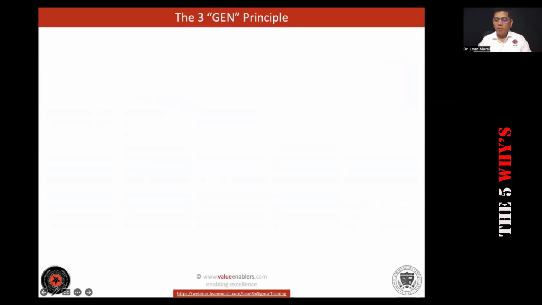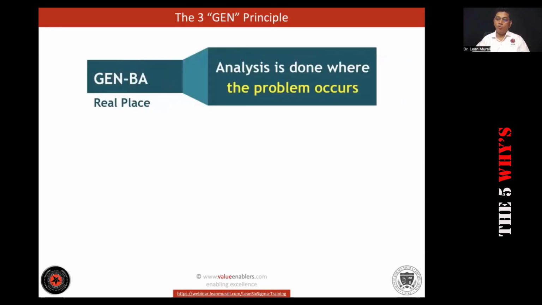Question to you. If you know, type KNOW. If you do not know, type DKN in the chat box. What is 3gen? Let's see how many of you know or don't know. This is actually from Kaizen. One is called Gemba. Gemba means real place. All of you type Gemba in the box. Gemba means real place, workplace, the place where action happens.